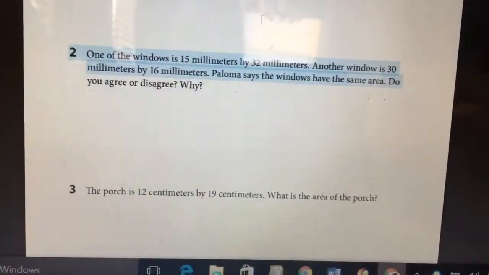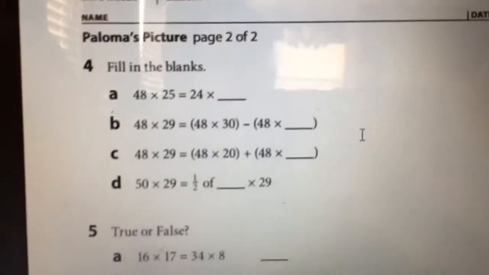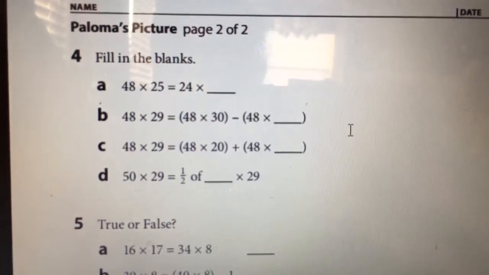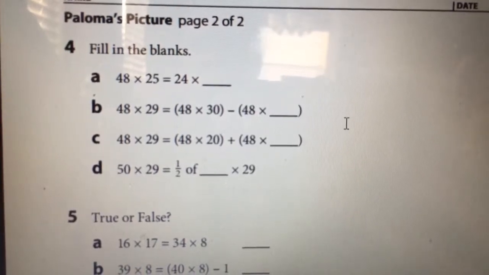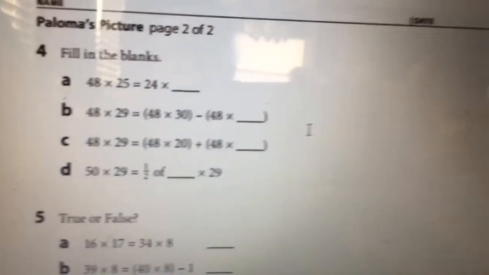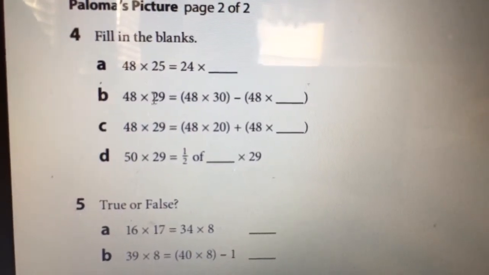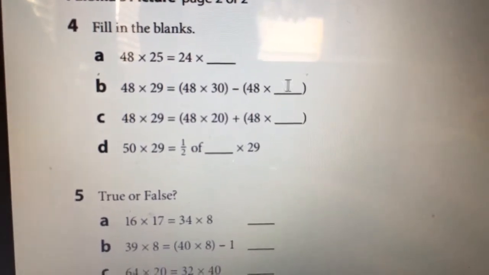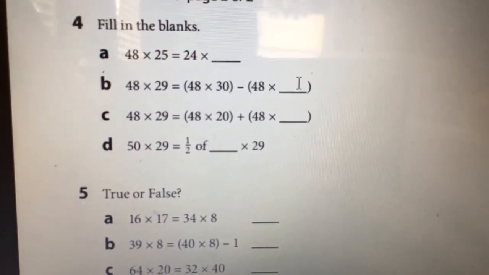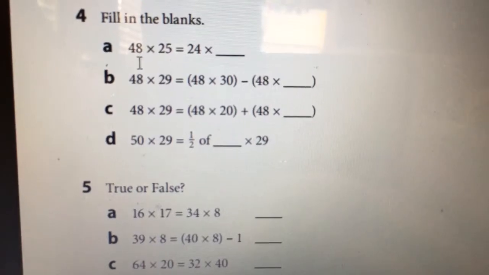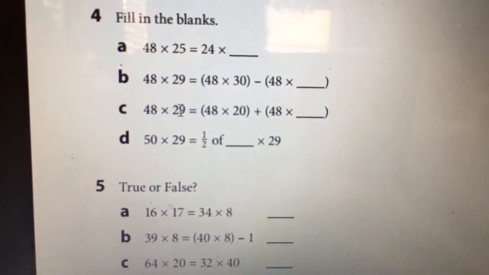And then for the second page, the first one is doubling and halving for 4a. 48 halved is 24, and then 25 doubled would be 50. The second one, it looks like 48 stays the same, and 29 goes up to 30, so you take away 48 times 1. So 29 is 30 minus 1, and 48 stays the same.